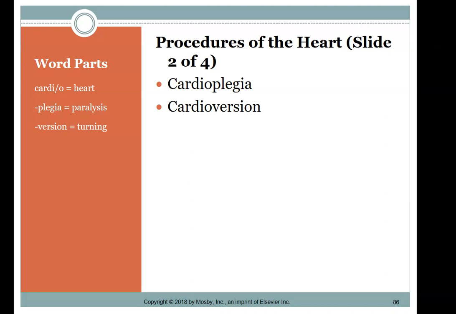A cardioplegia is an immobilization of the heart in order to perform cardiac surgery. It's also called a systole of the heart. A cardioversion is changing of an abnormal heart rhythm to a normal one. Then you got your word parts. Cardio is heart, plegia is paralysis, and version is the turning.